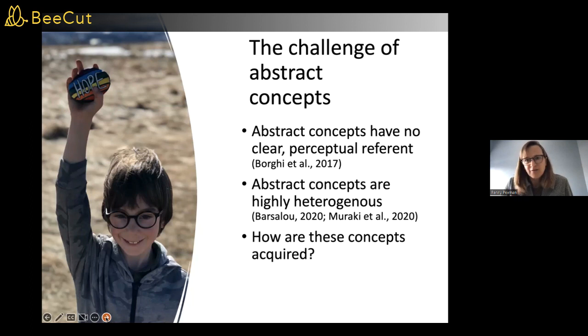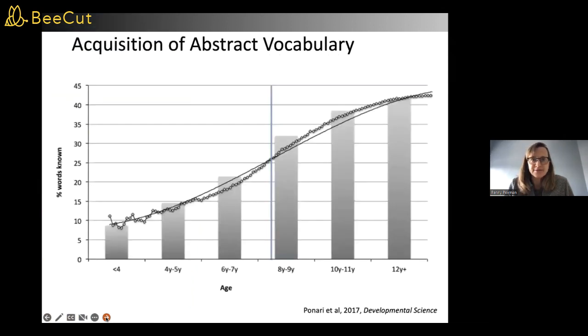So that's what we'll launch into now. Some of the things we know about abstract concepts is that they're highly heterogeneous. They have tended to be lumped into this one category of everything that doesn't have a clear perceptual referent. But in reality, we're starting to realize in recent work that there are many different types of abstract concepts. And so I want to talk a little bit about how we might be acquiring these concepts.